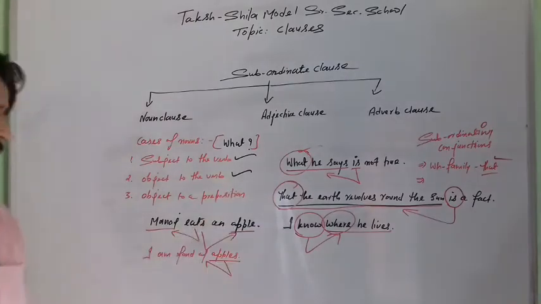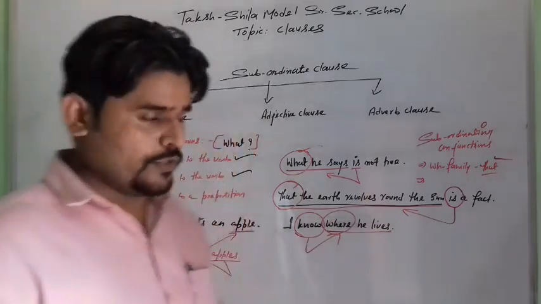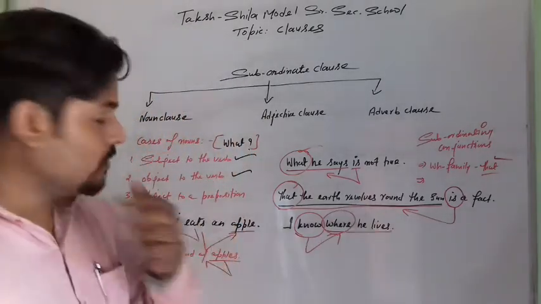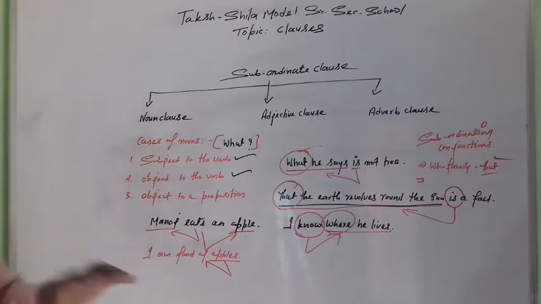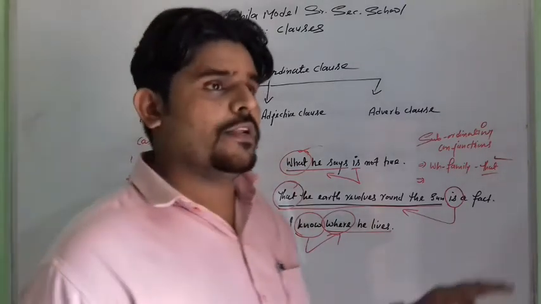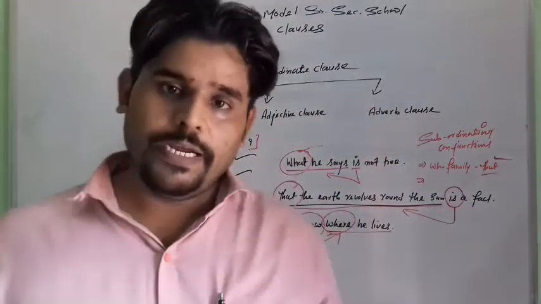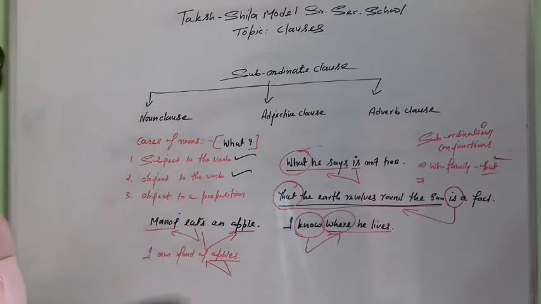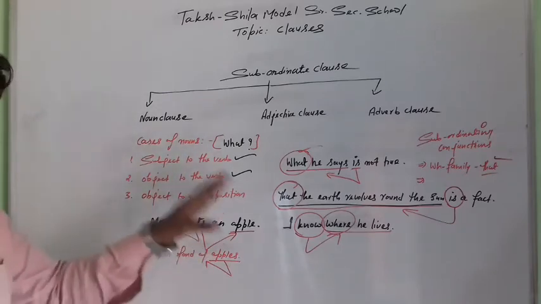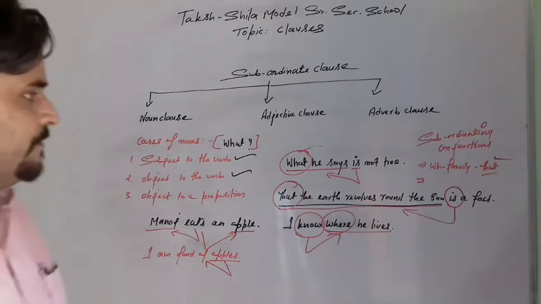So the previously applied two criteria we have used here also, right? And we have got what? A noun clause, right? So student, this is how we can understand a noun clause. A noun clause is either used as a subject to the verb or object to the verb, right? And ask the verb what, whatever you get as an answer, this is called noun clause. Now we are moving on to adjective clause.